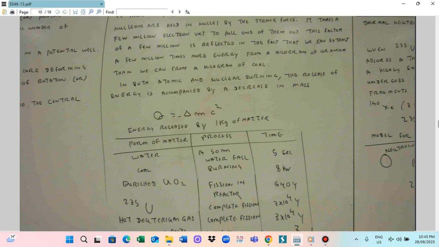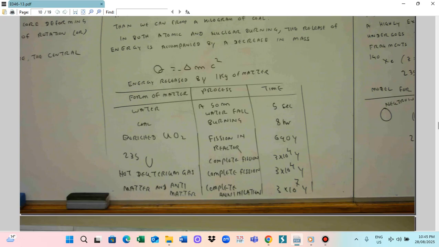So in both the atomic and the nuclear energy burning, the release of energy is accompanied by a decrease in mass. So when you are destroying the nucleus, the energy will be released and the mass will be going down. The energy released by 1 kilogram of the metal is enough for a 15 kilometer water flow. In this case, the time taken is 5 seconds.